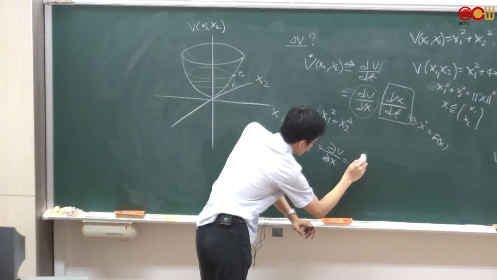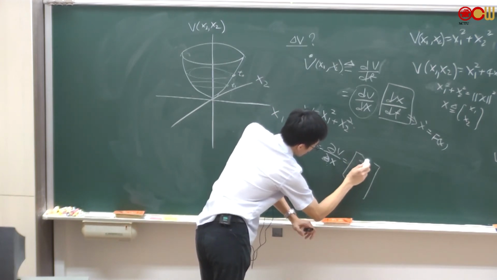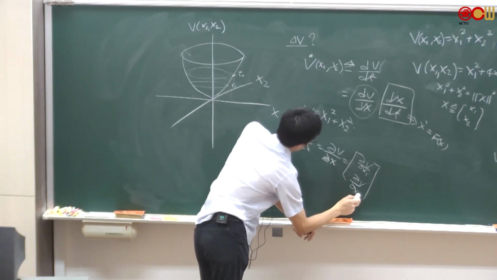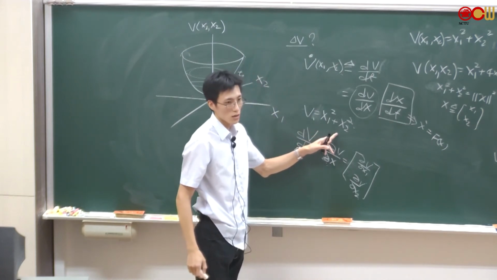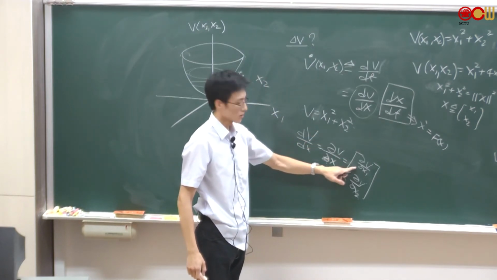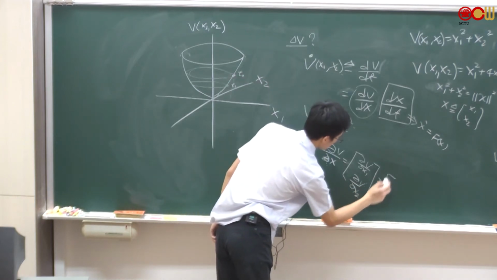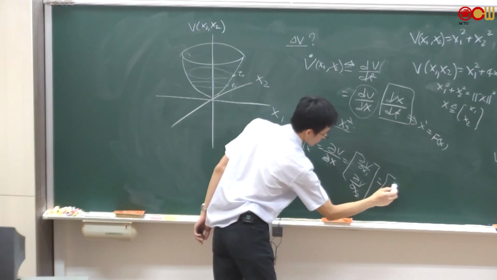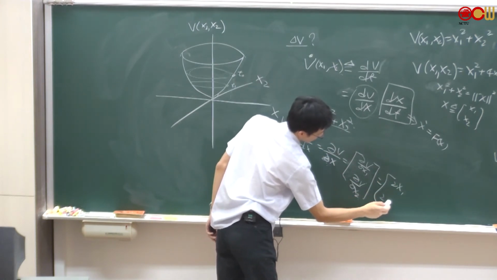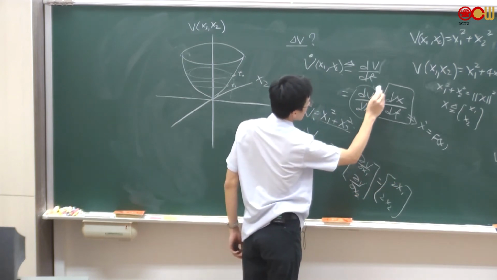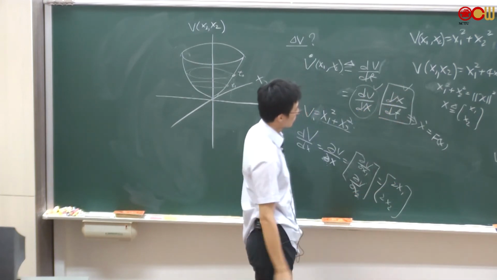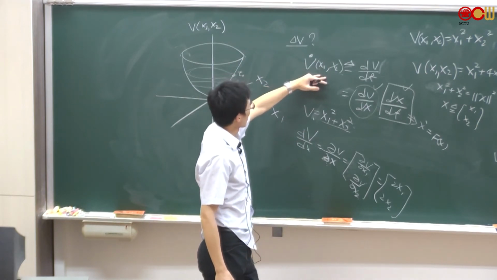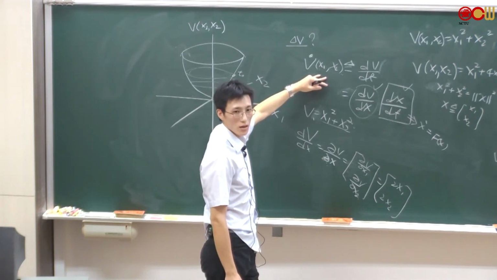Again, because you have two arguments, right? So there will be a column vector. So what's this? V is this. Partial with respect to x1, that's 2x1. It's 2x2. So this is known, and the time derivative of V is known, okay.